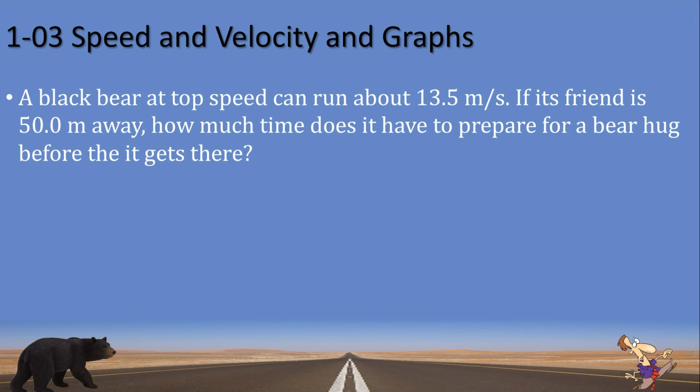A black bear at top speed can run about 13.5 meters per second. If its friend is 50 meters away, how much time does it have to prepare for a bear hug before it gets there? Well, let's see. That is speed. 50 meters would be our distance. And we're looking for time. So we could just say average speed is our distance over time.